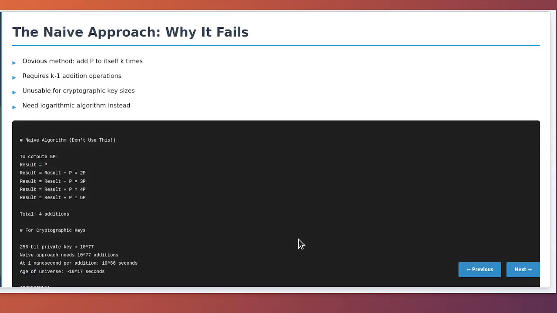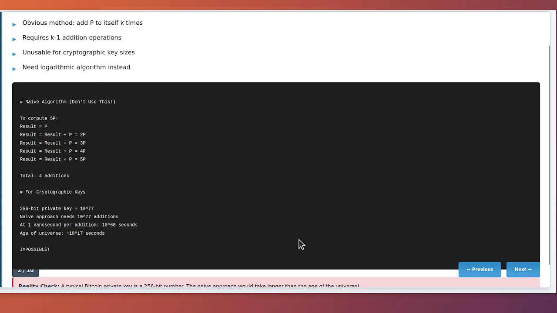The naive approach and why it fails. Let's start by understanding why the obvious approach doesn't work. If we want to compute 5P, we could just add P to itself 5 times. Start with P, add P to get 2P, add P again to get 3P, add P again to get 4P, add P one more time to get 5P. That's 4 addition operations. For small numbers like 5, this is totally fine.